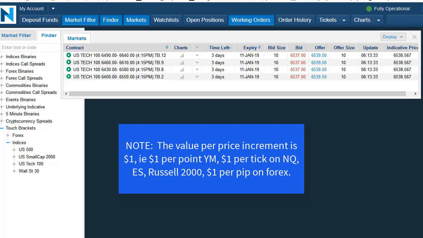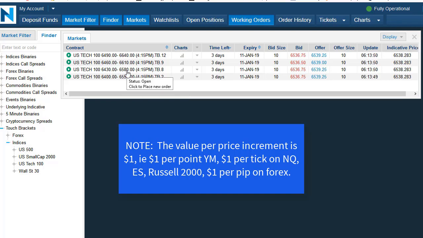I'm liking the Nadex touch brackets. They are now available in the live account. And you can see I already have the touch brackets open. So you have two different choices here. You have a 65.50 and a 65.80.